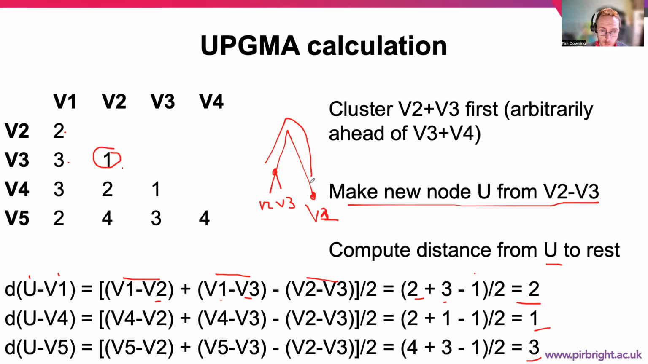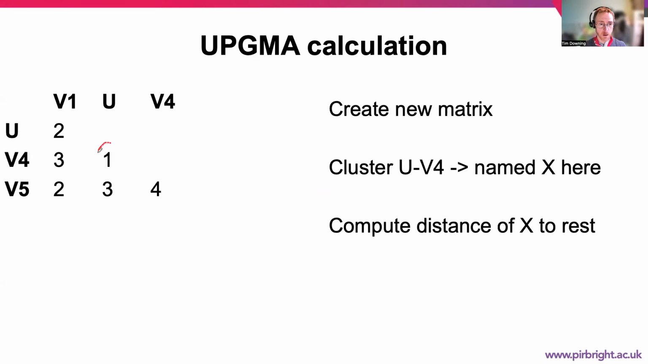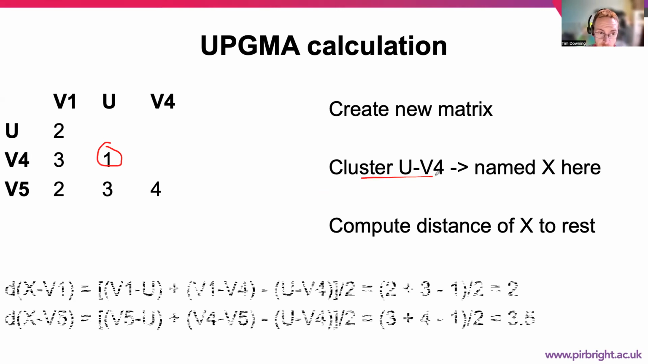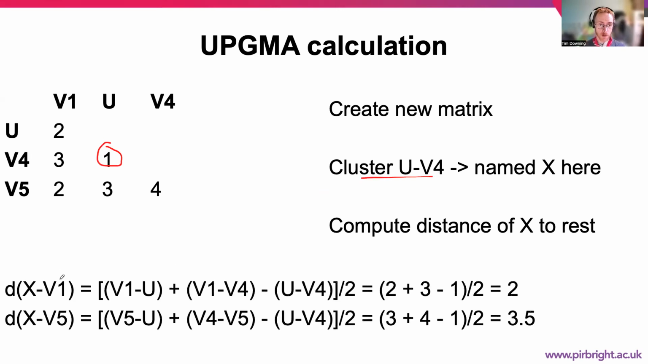So that would suggest V1 is not more closely related, that V4 here is more closely related. And therefore, we can construct an ancestral node here to which we compare V1 and V5. So that's the next step. We have this ancestor here. Cluster those together and repeat our clustering here. We're calling that node X in this instance. So we compare X to V1. So you got V1 minus U, which is 2, V1 minus 4, which is 3, minus U versus V4, which is 1. So we get a value of 2.